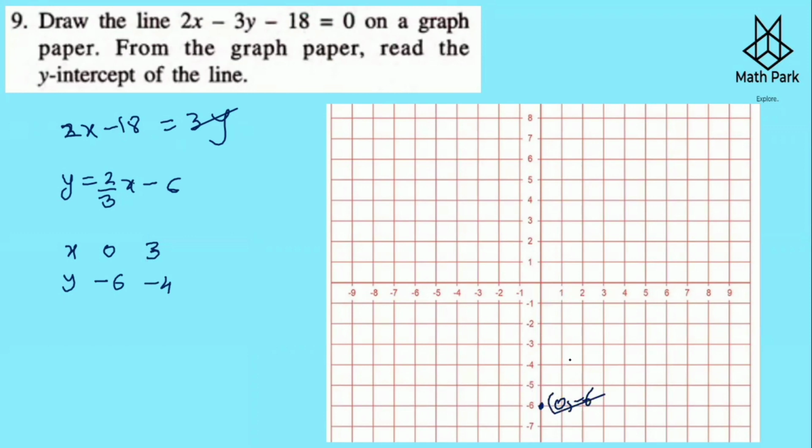And another is 3 and minus 4. So 3 comma minus 4. 3 and minus 4 is this point. This is your 3 and minus 4. So drawing this line with the help of a scale properly, you can see that the line intersects the y-axis at minus 6. So your y-intercept here, which we call c, is equal to minus 6.